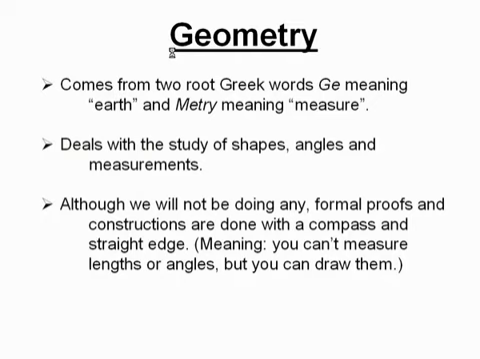Although we will not be doing any formal proofs, constructions are done with a compass and straight edge. A compass is used for drawing angles. Well, not really measuring angles, but drawing arcs and so forth. Whereas a straight edge is essentially a ruler without any markings. So you don't know how long something is, but you can draw straight lines.